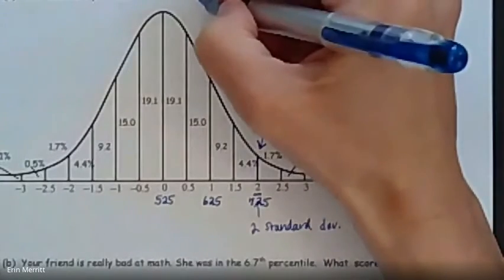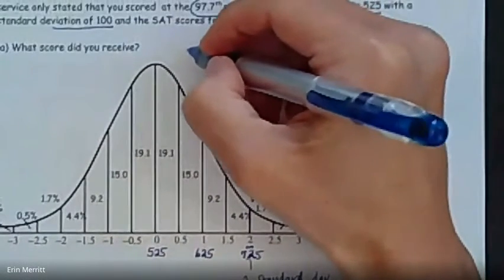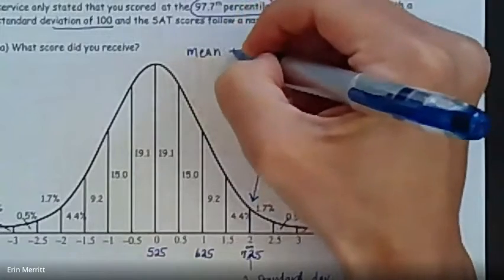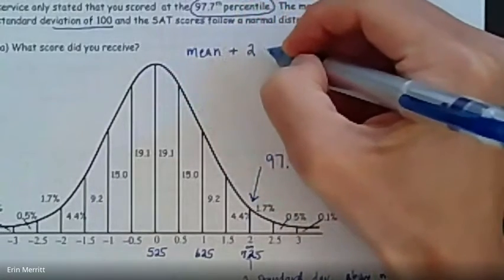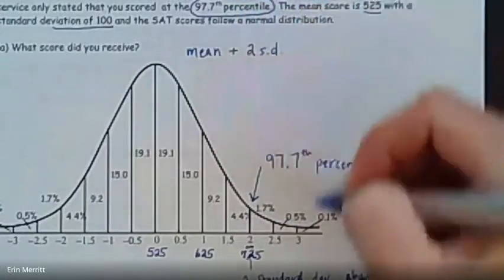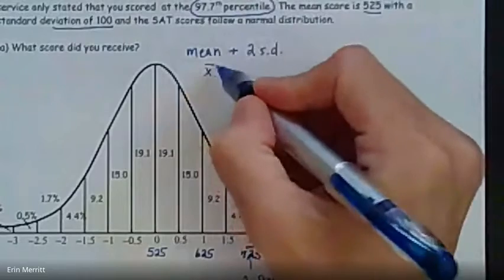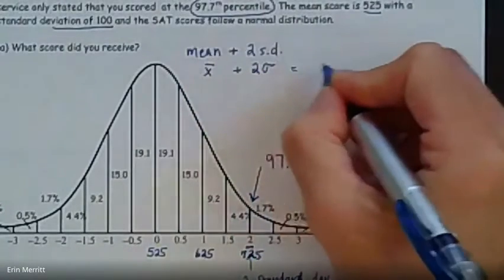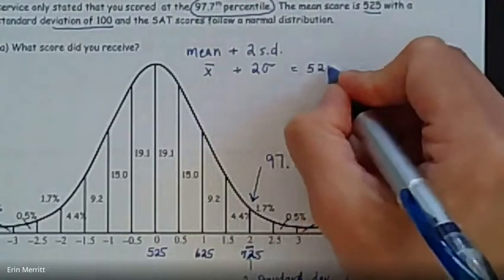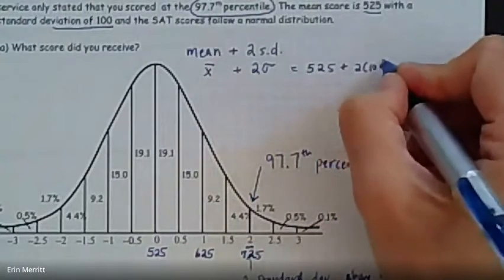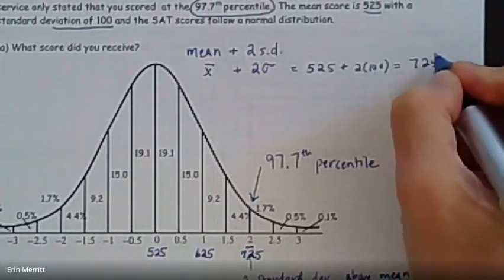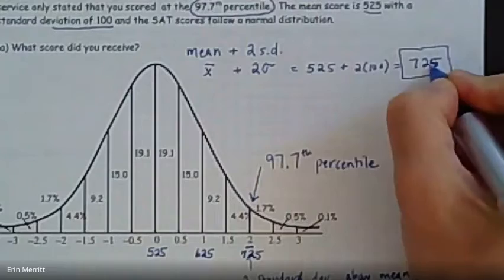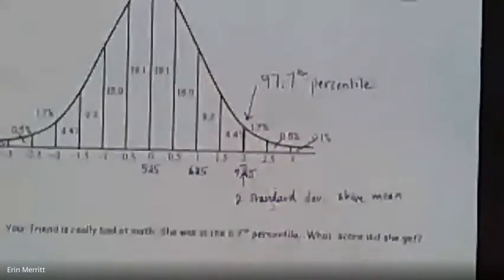You would have to take the mean, and we're adding 2 standard deviations to it. Or if I use my symbols, you'd take X bar and add on 2 of those sigmas. Right? So 525 plus 2 of those standard deviations gives you a score of 725. Ta-da! It says your friend is really bad at math.